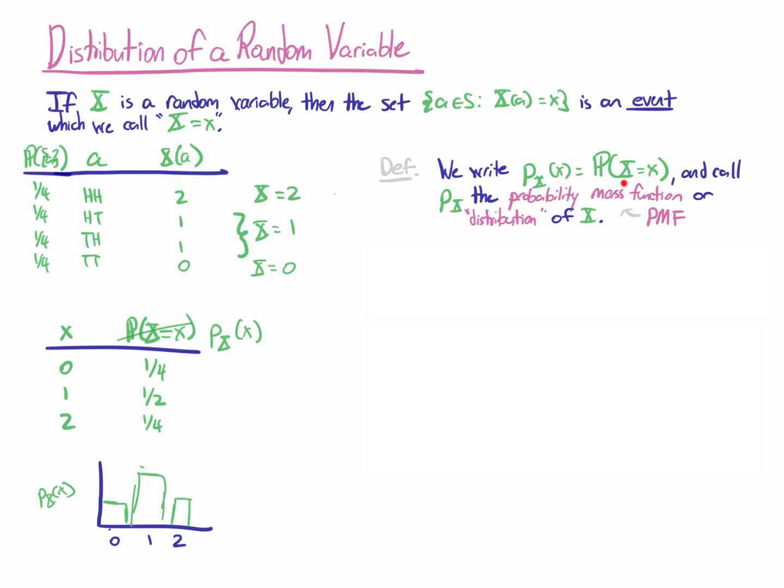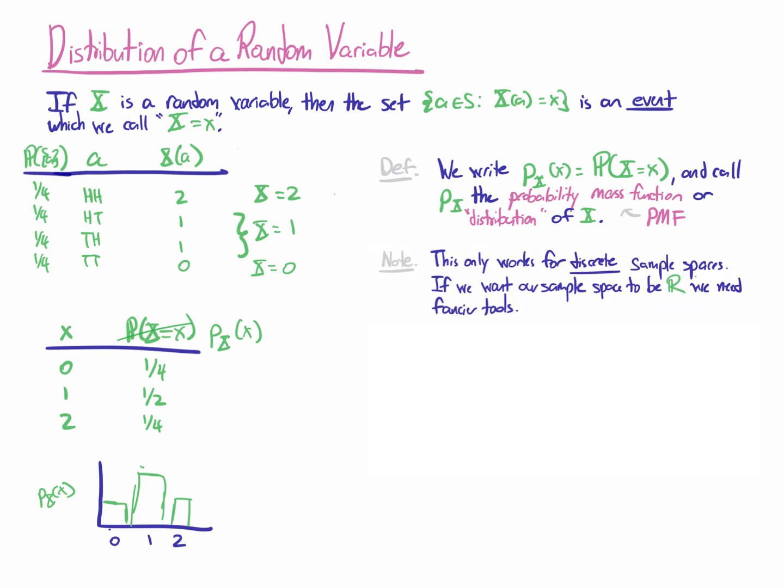This function really fully describes everything you want to know about the random variable x. And so when we have access to the probability mass function, that's really good. We can get access to really all the other information about this random variable from that function. One thing I want to note is that the definition I've given you here only works for discrete sample spaces. So sample spaces that involve discrete objects like coins being flipped and die being rolled and cards being dealt. If we wanted our sample space to be a set of real numbers, for example, we would need fancier tools that we will not be talking about in this class.